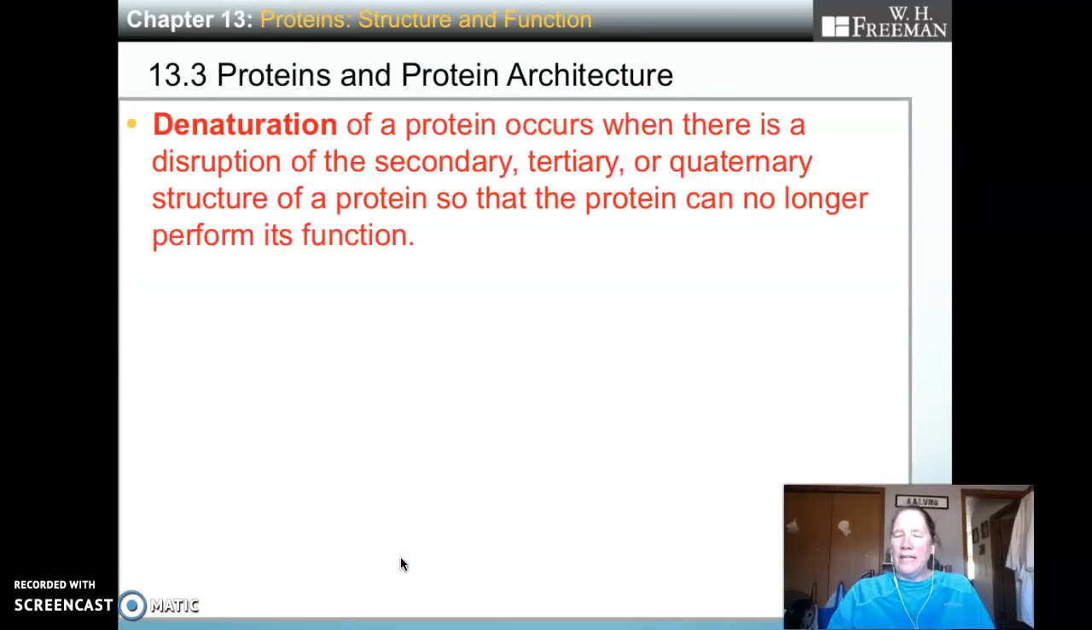If you have a protein, the shape of a protein determines what it'll do. If you mess with either the secondary, the tertiary, or the quaternary structure of a protein, so the protein is made, if you change those, you change the shape of the protein, and it no longer can do what it's supposed to do. So proteins are very specific.